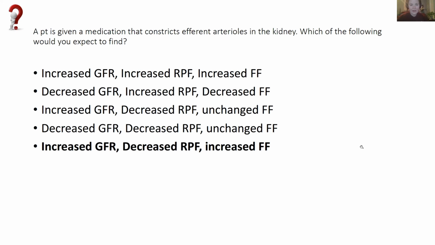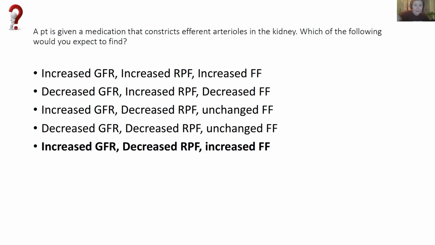So remember that if you constrict something, everything distal to the constriction, you're going to decrease blood flow. If you constrict at the efferent arteriole, which is after the glomerulus, anything distal is going to decrease blood flow, so you're going to decrease the renal plasma flow. But everything proximal to that constriction is going to back up, and that backup is going to cause an increase in hydrostatic pressure. So you're going to get an increase in GFR.